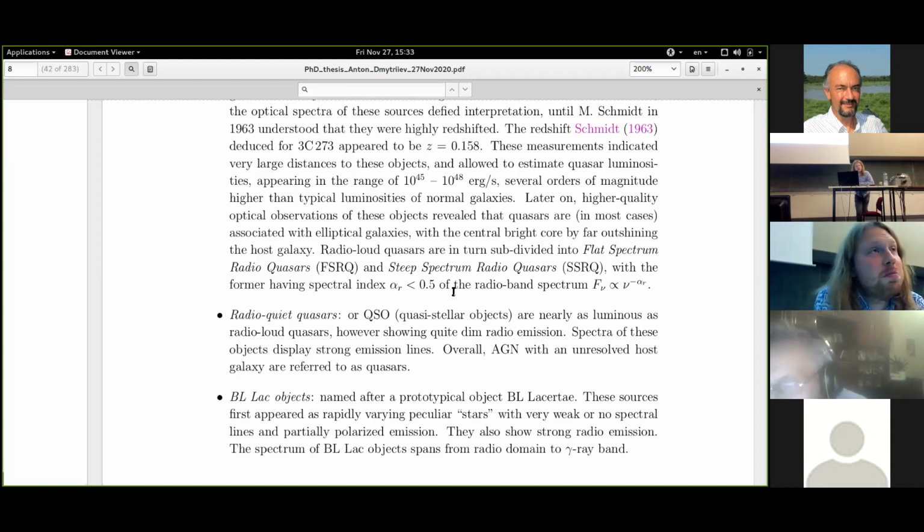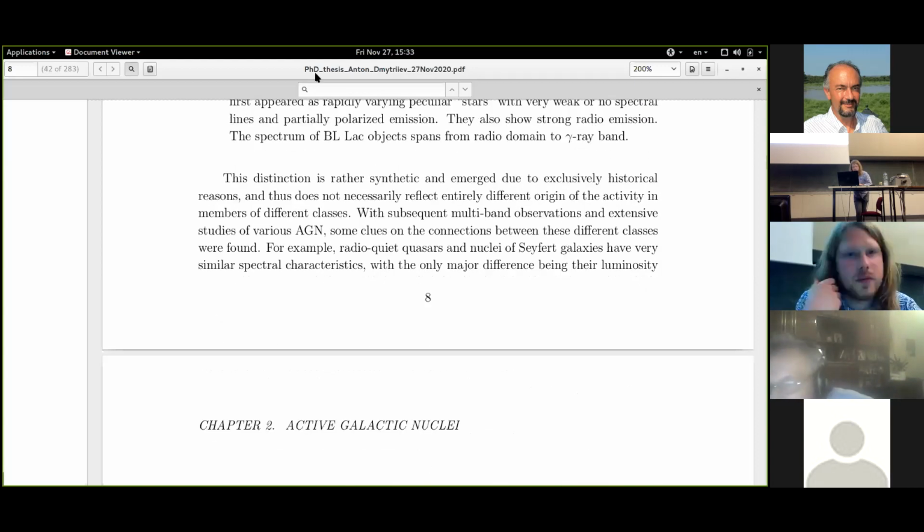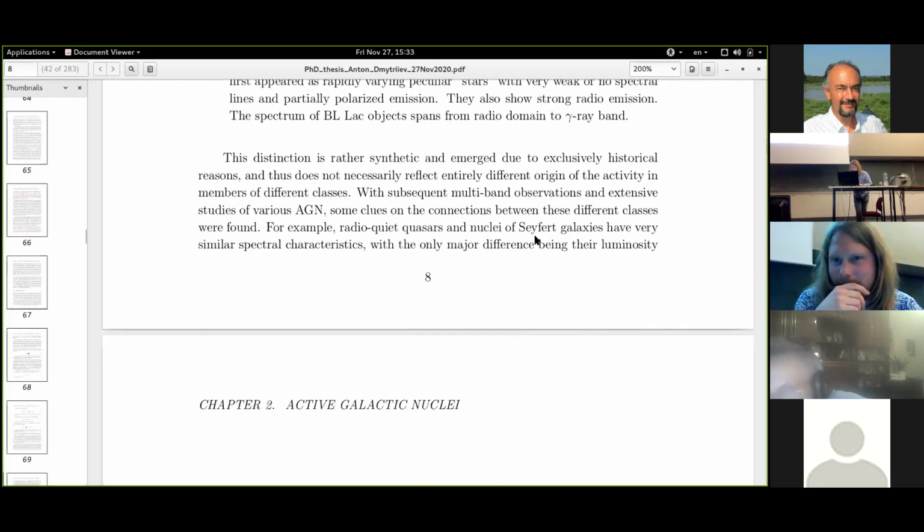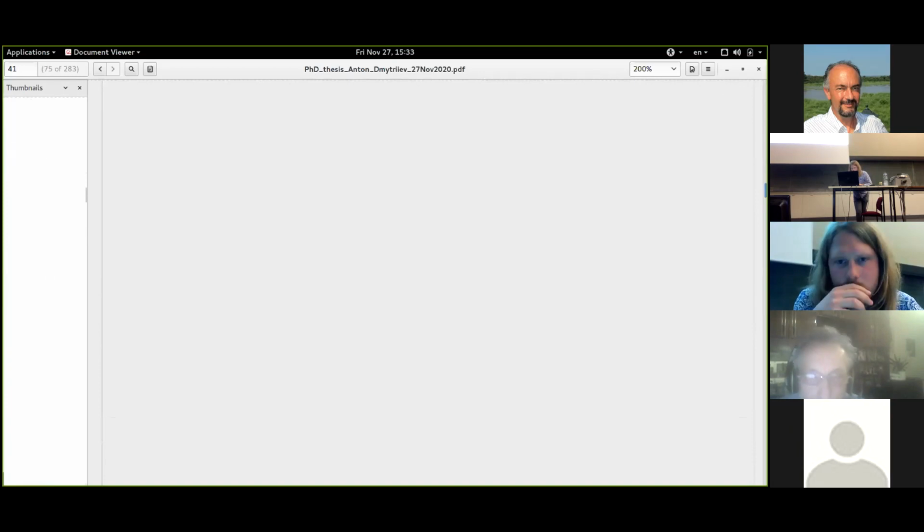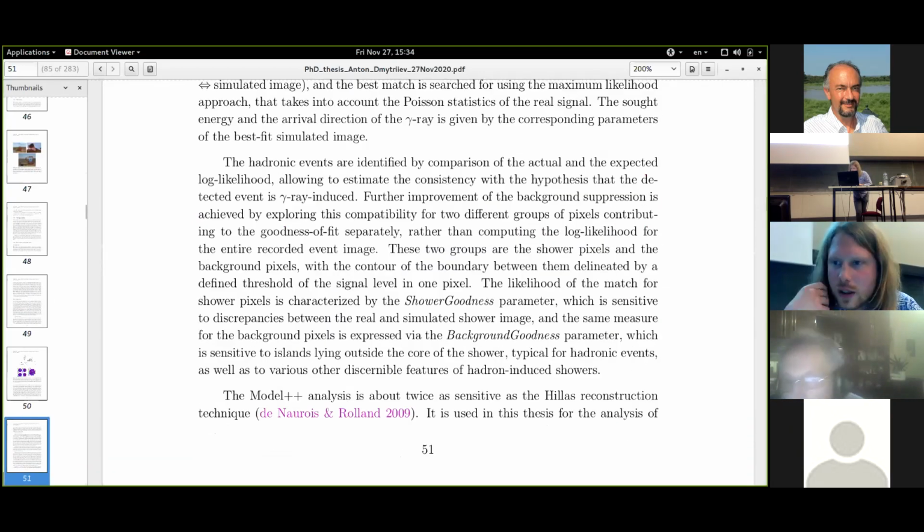Please show figure 5.3 about magnetic reconnection. Okay. So yes, I will.